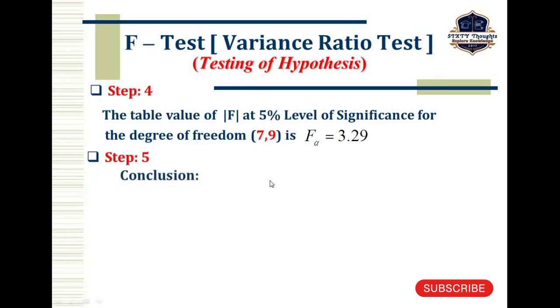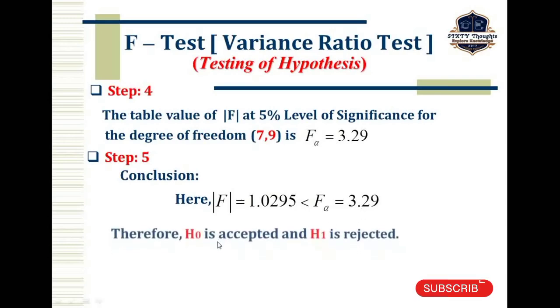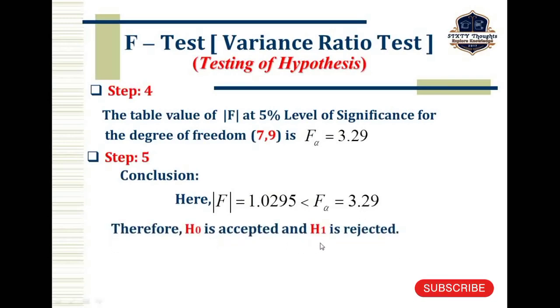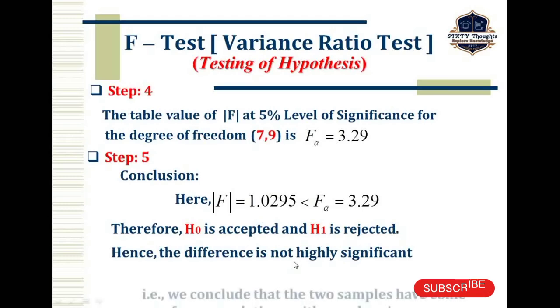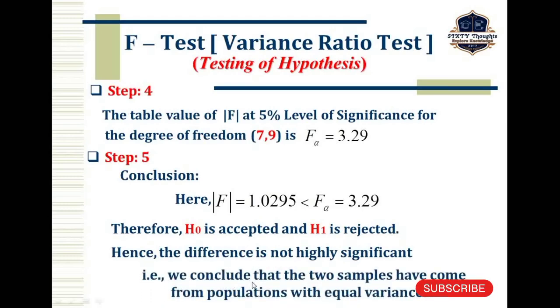What is step number 5? In step number 5 we write the conclusion using step number 3 and step number 4. Here the obtained value, modulus of F equal to 1.0295, is strictly less than the table value 3.29. Therefore, we accept H naught and reject H1, the alternative hypothesis. Hence the difference is not highly significant. That is, we conclude that the two samples have come from populations with equal variance. I hope you are enjoying the session. Thank you.